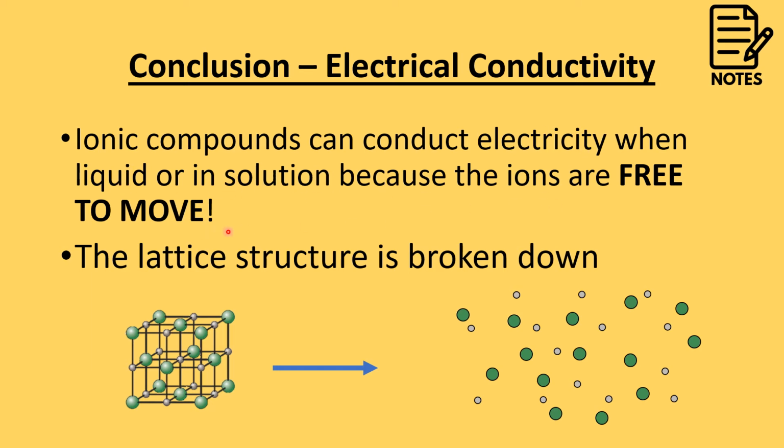Now remember, electricity is a flow of charged particles. It's a movement of charged particles. Ions are charged. In a solid, they're rigidly held in place, so they're not free to move. They're held together. They can't flow. But in a liquid or in a solution, they are free to move around. Okay, they're free to move, which means that they are able to conduct electricity. So that's how we can tell the difference between something that is covalent and something that is ionic.